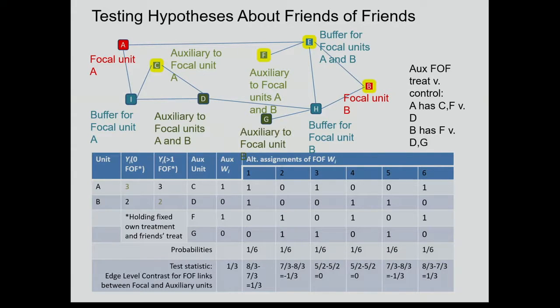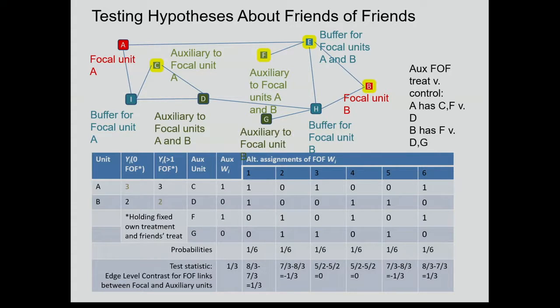And then I'm going to think about, well, okay, what's left are friends of friends, people who are friends of my focal units, but aren't friends of any of my focal units. And they aren't focal units themselves. Those are auxiliary units. I'm going to re-randomize their treatment assignments, and that's going to generate a distribution. So for each of my auxiliary guys, I'm going to think about redrawing their treatment assignments. And under the null, those redrawings shouldn't affect the outcomes of my focal units.